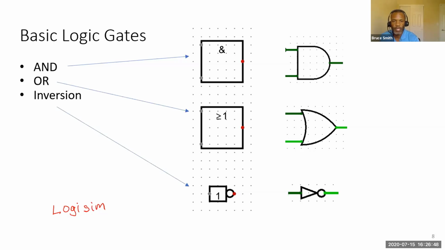So the more common way of representing an AND gate is to use this type of diagram or schematic diagram. And this is the more common OR. And then this one here is the NOT gate or the inversion.